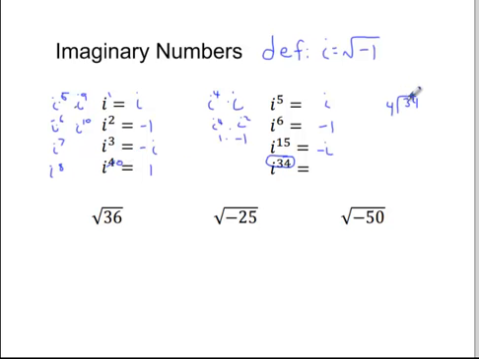So I do the division. How many times does 4 go into 34? Well, 8 times 4 is 32, and that leaves 2 more. So it's 8 remainder of 2. The remainder is the key. That means it belongs in this family right here. So if I started counting out, I would have gotten to i to the 34th here. So it's -1.